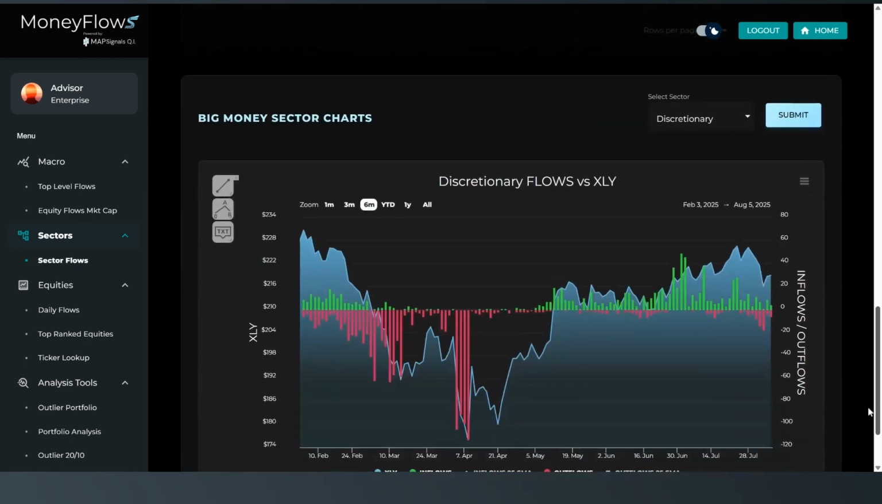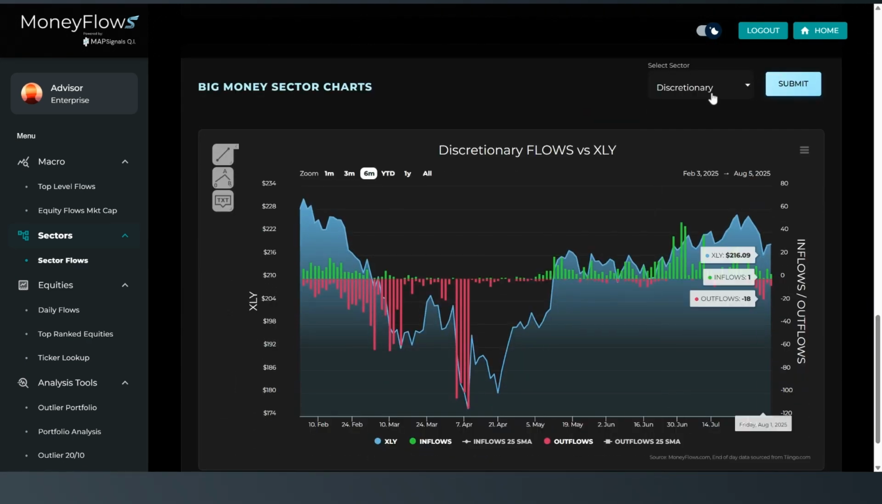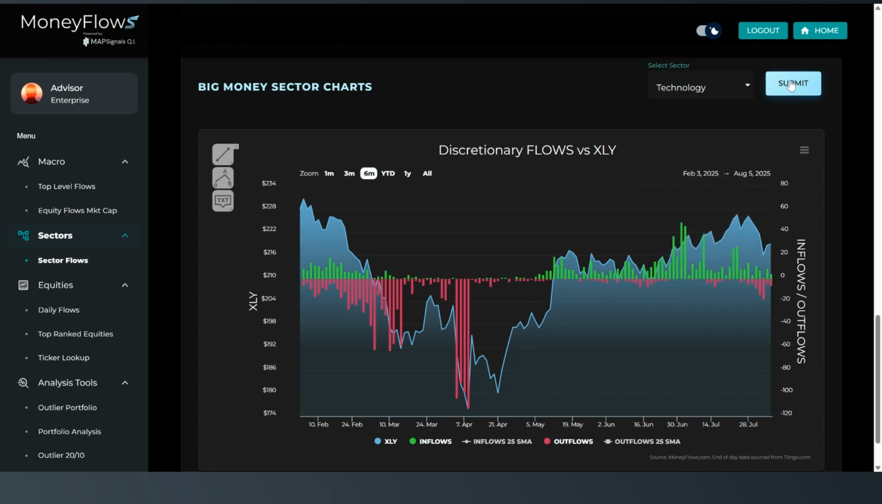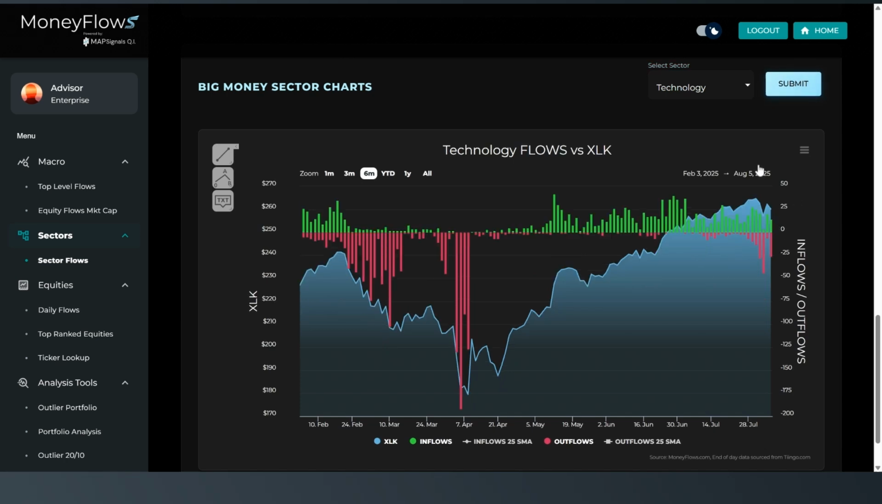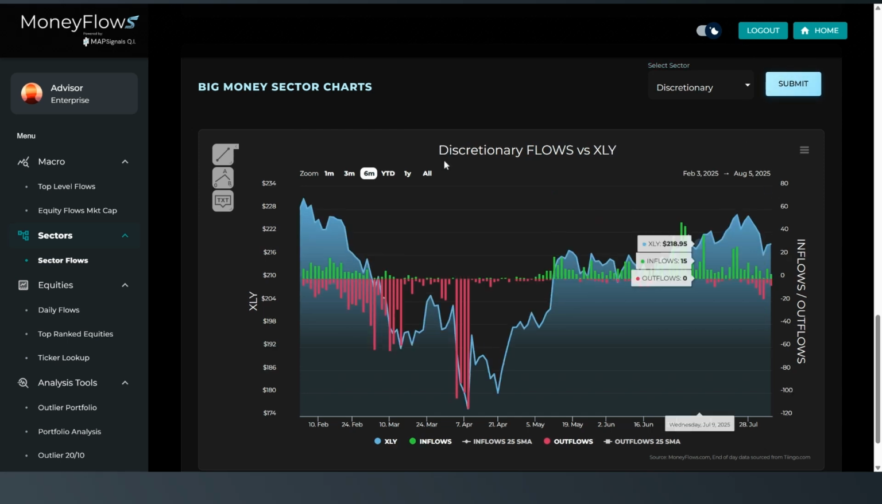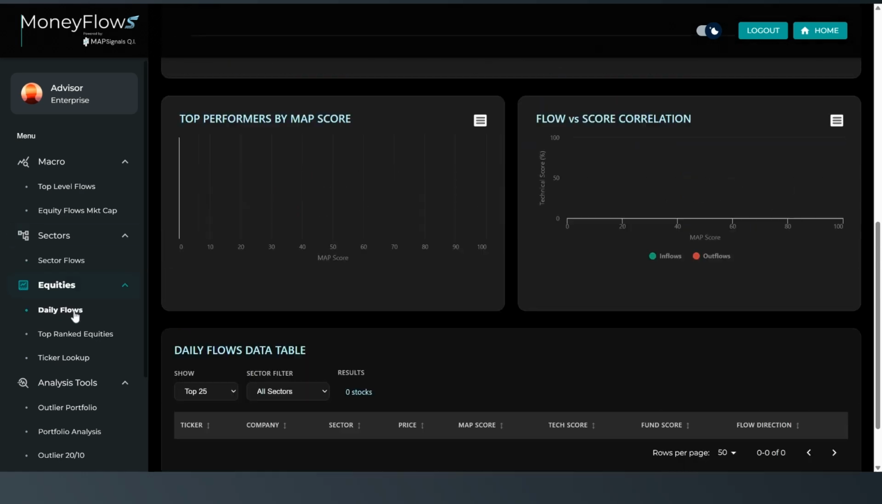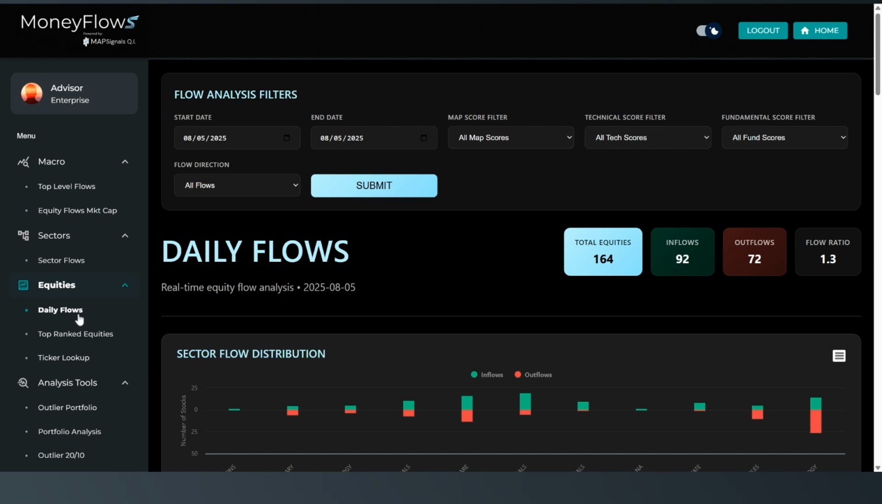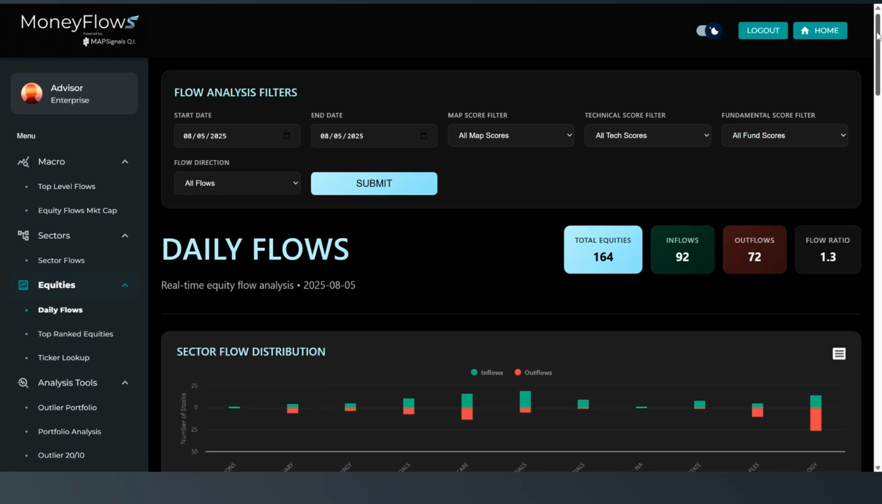And then down here, we can plot these sector charts. Here's discretionary. Here's technology. So very, very cool if you like doing sector dives. Now let's go into actual stocks. Here I'm in the daily flows module, and this is looking at all of the equities specifically. So we just went top level, then we went to market caps, we went to sectors. Now we're in daily flows.